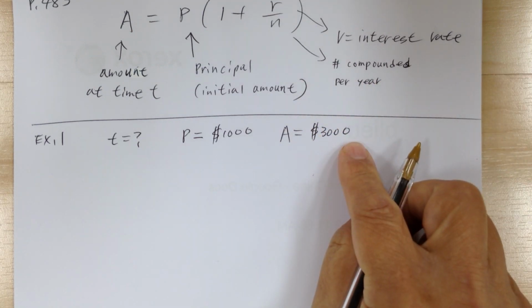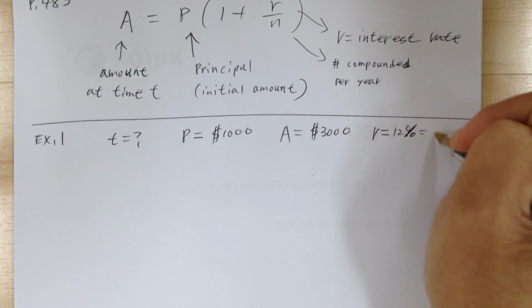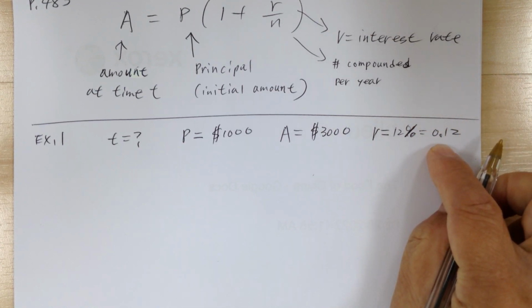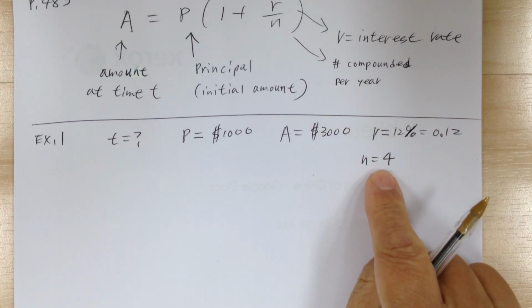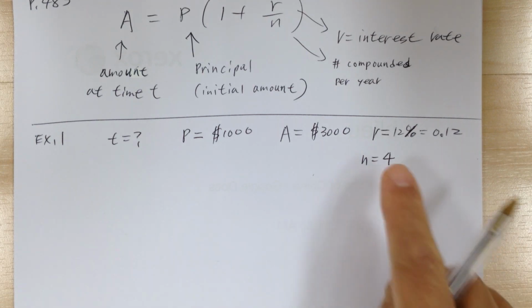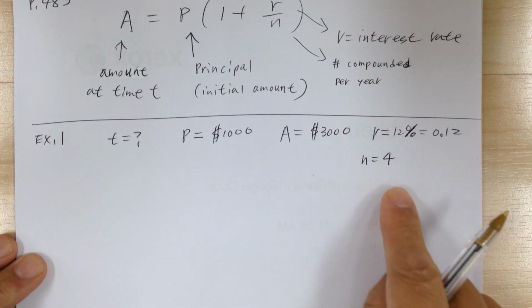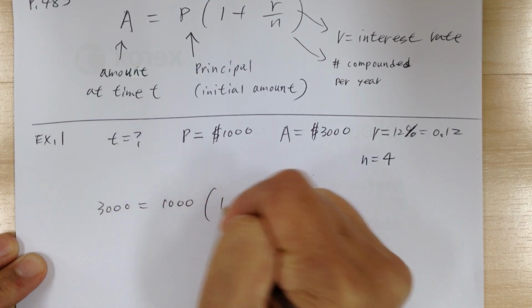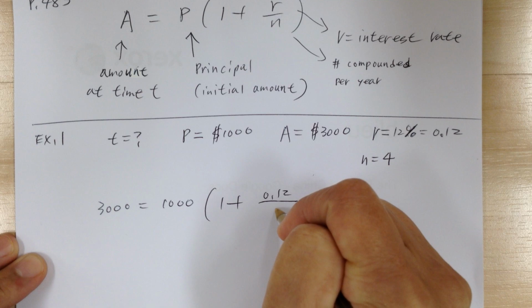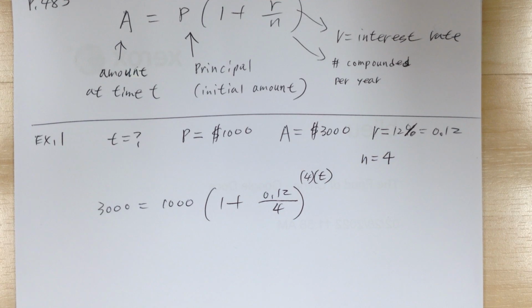If it's invested at an annual rate, so r equal to 12%, you have to convert into decimal, so r equal to 0.12. And compounded quarterly. Quarterly means n equal to 4, because it's compounded 4 times per year. So you just substitute everything in here. You get 3,000 equal to 1,000 times (1 plus 0.12 over 4) to the 4t. And t is what you're looking for.